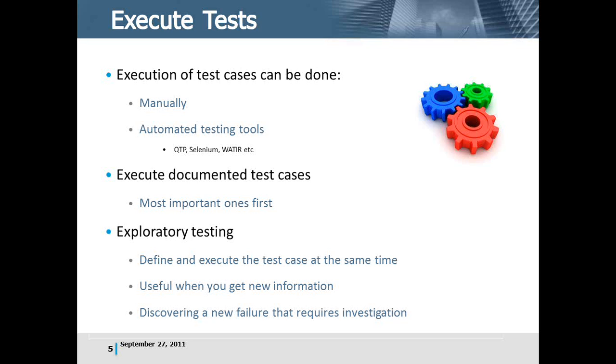Coming to after the test bed is ready, we start executing the test. Execution of test cases can be done either manually or using automated testing tools. Or in certain cases, we use a combination of both manual and automation. When I say combination of manual and automation, it means that certain test cases are automated while certain test cases are not automated and they are tested manually.